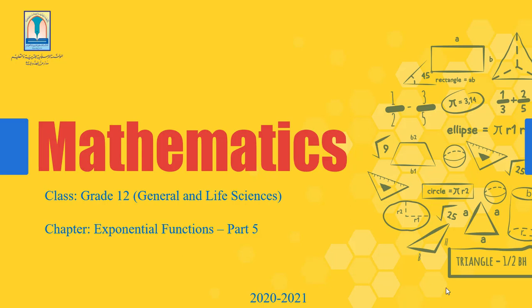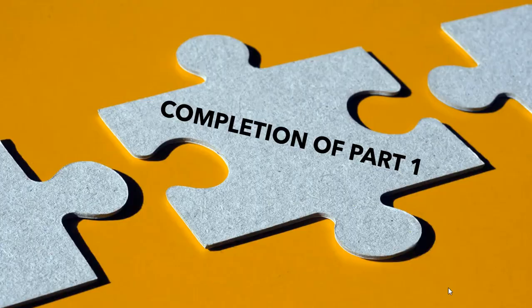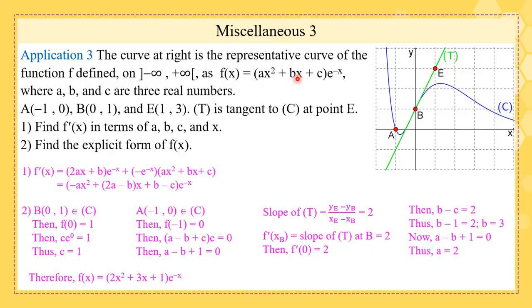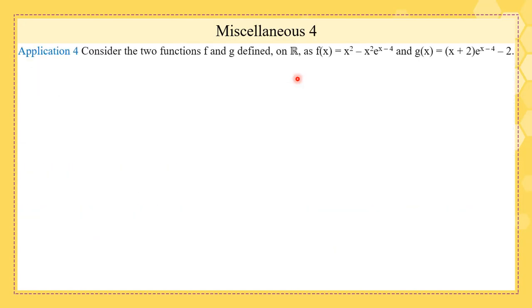Today we will see the last part of the exponential functions, which is part 5. Now the last problem: we have two functions f and g which are defined as follows. This is f, this is g, and they are defined on R. The first part asks to study the variations of g. This is g. Try to do it alone.